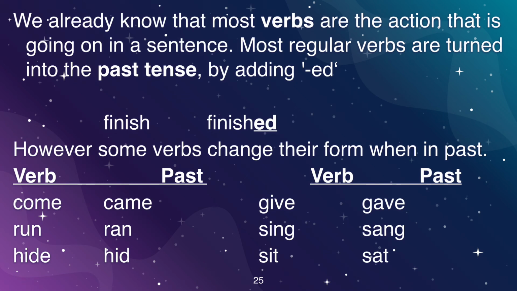Alright guys, moving on to the grammar part. We already know that most verbs are the action that is going on in a sentence. Most regular verbs are turned into the past tense by adding ed, like finish becomes finished. However, some verbs change their form when in past. Like come becomes came, run becomes ran, hide becomes hid. Some other words. Give becomes gave. Sing becomes sang. Sit becomes sat.